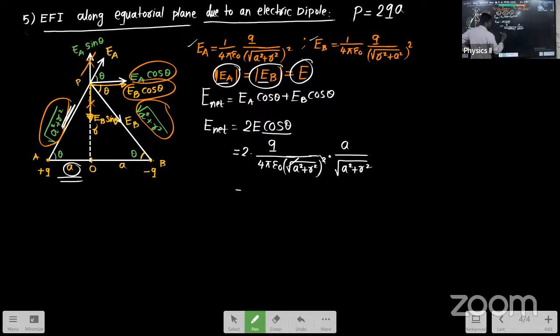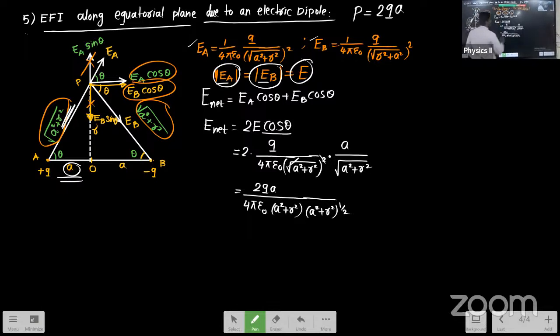So this will become 2QA divided by 4 pi epsilon naught. We are left with what? A square plus R square, because square and root got cancelled, and this A square plus R square can be written as A square plus R square. Under root can be written as 1 by 2. I hope you are getting this.